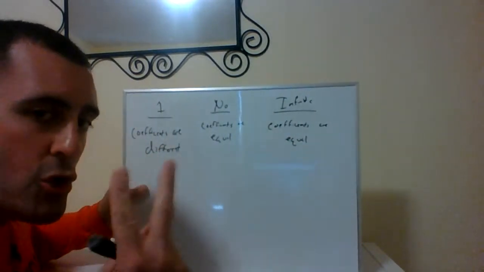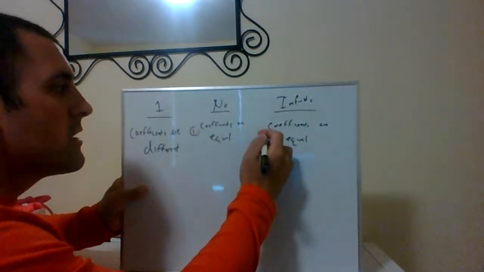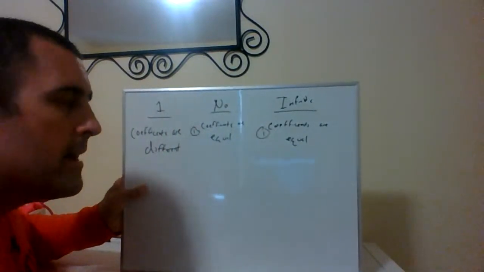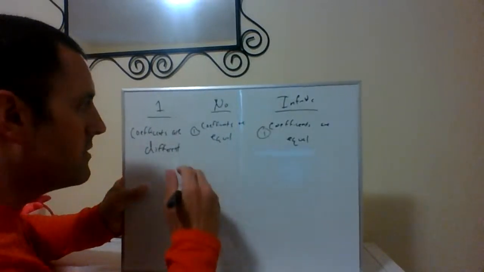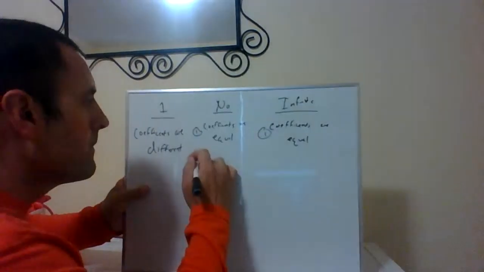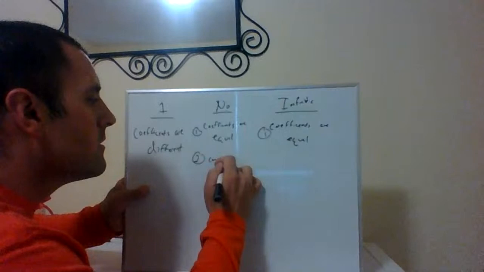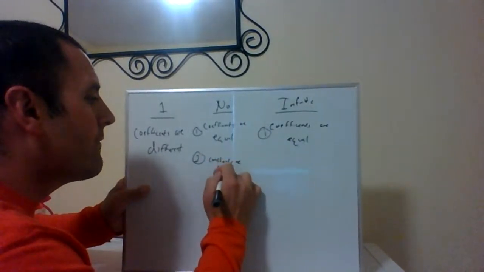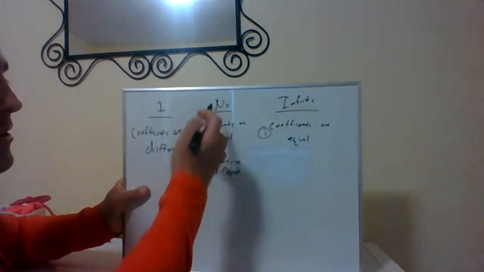Okay, but there's two parts of this, okay? So part number one is that the coefficients are equal, okay? But part number two is the constants. You have to look at the constants. The constants are the numbers without the variables, okay? So, number two, the constants are different. When the constants are different, no solution.